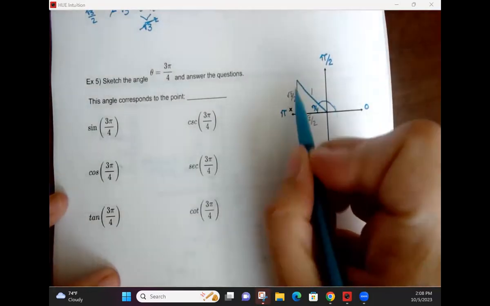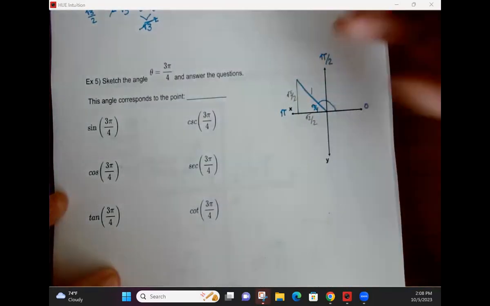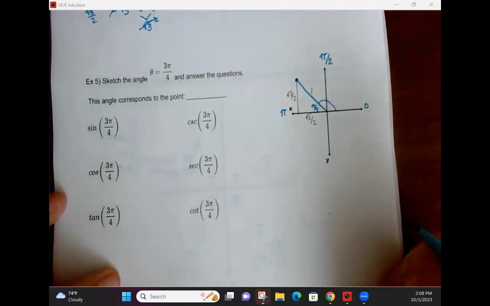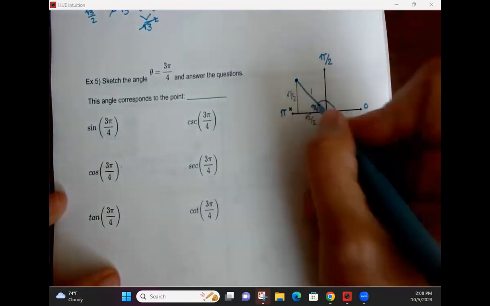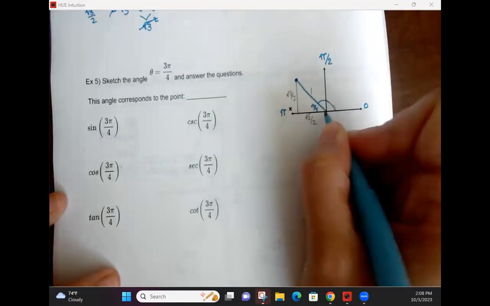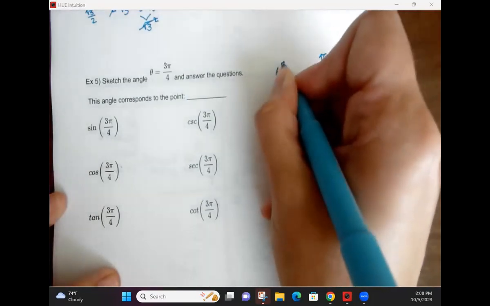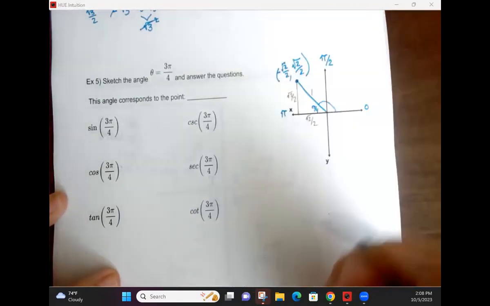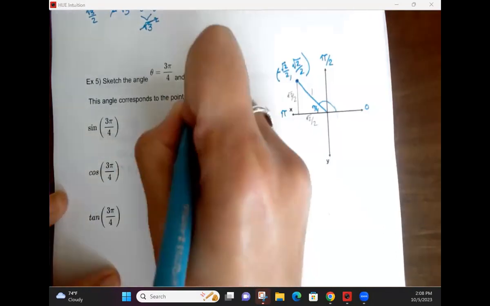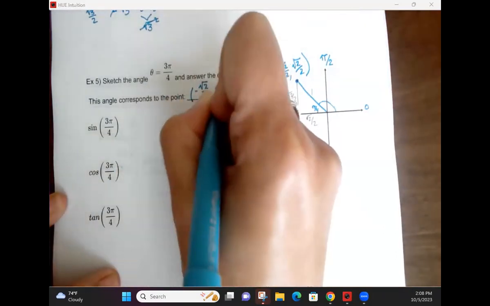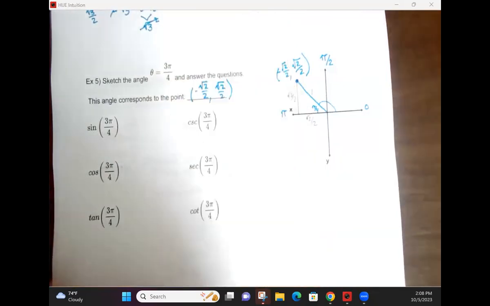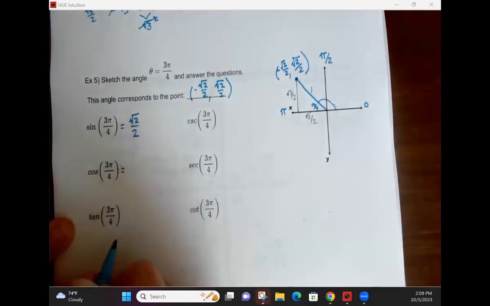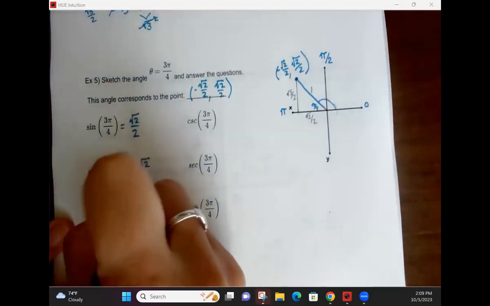Now, keep in mind, I'm talking about the side lengths for these triangles. When I translate that to the point on the unit circle, I have to keep in mind what quadrant I'm in. Since we're in quadrant 2, that means this x value is negative. So I've got negative root 2 over 2, and my y value is positive, comma, root 2 over 2. So this corresponds to the point negative root 2 over 2, comma, root 2 over 2. And then my sine would be the y value, root 2 over 2. My cosine is the x value, which is negative root 2 over 2.